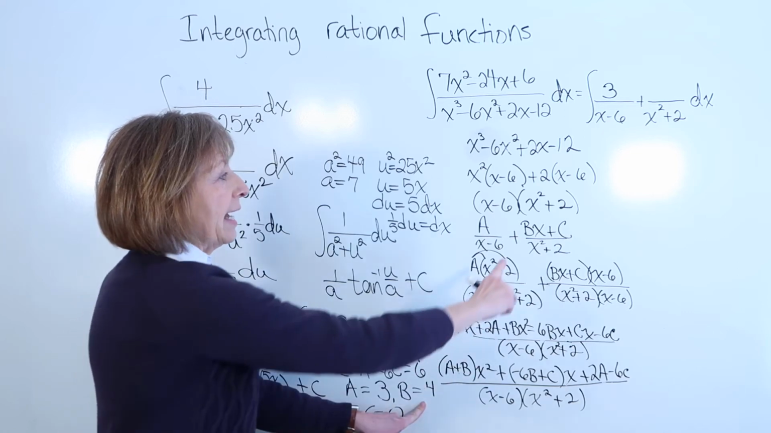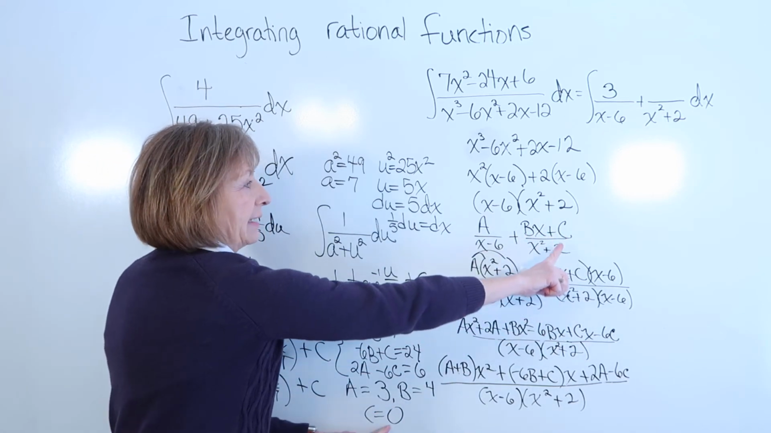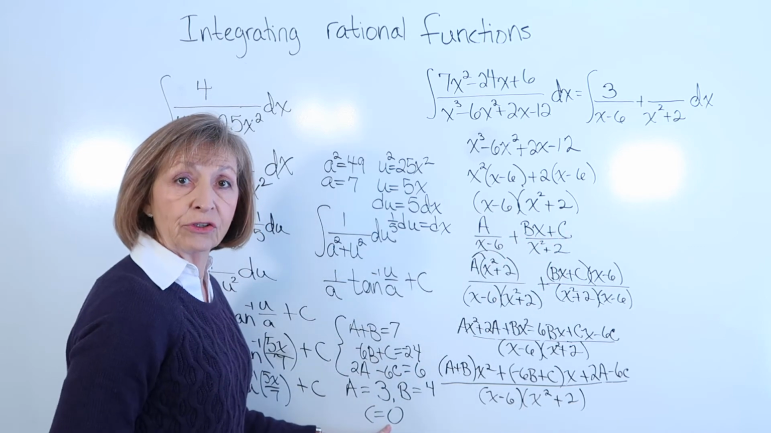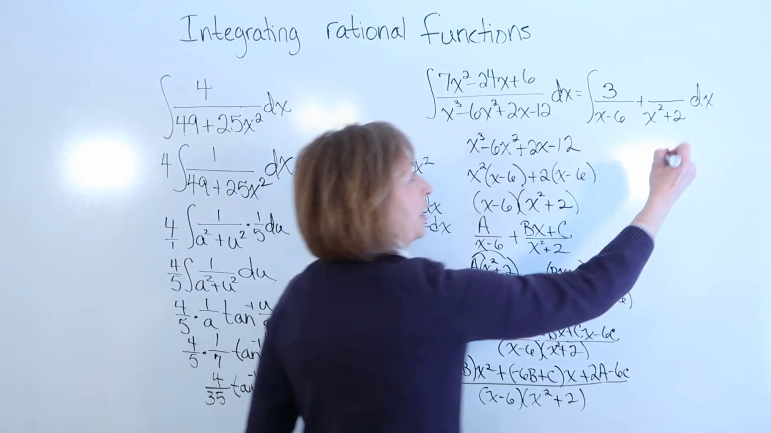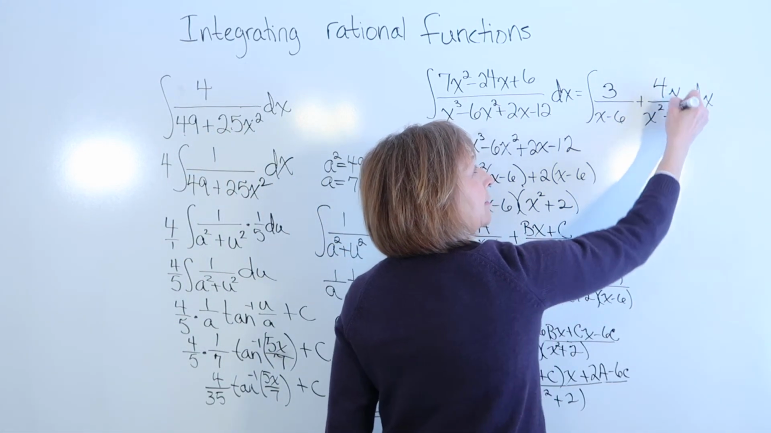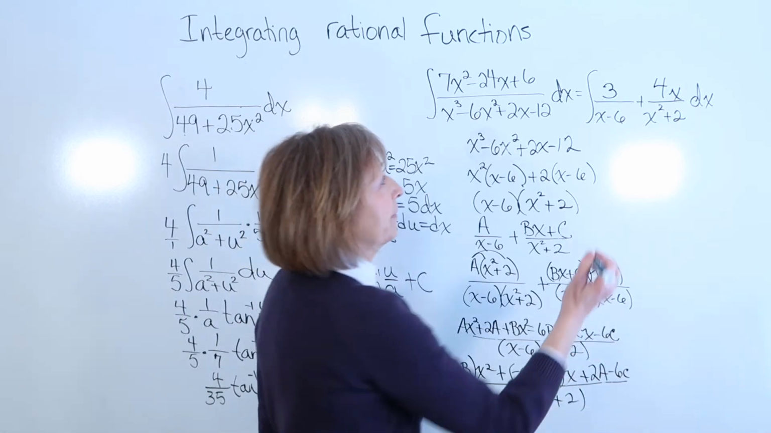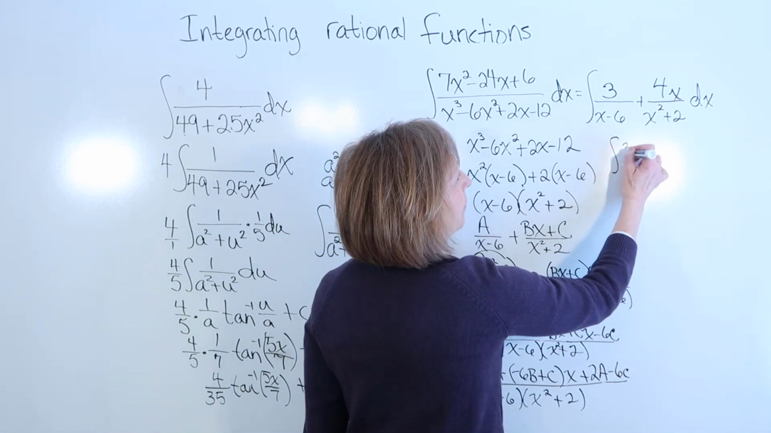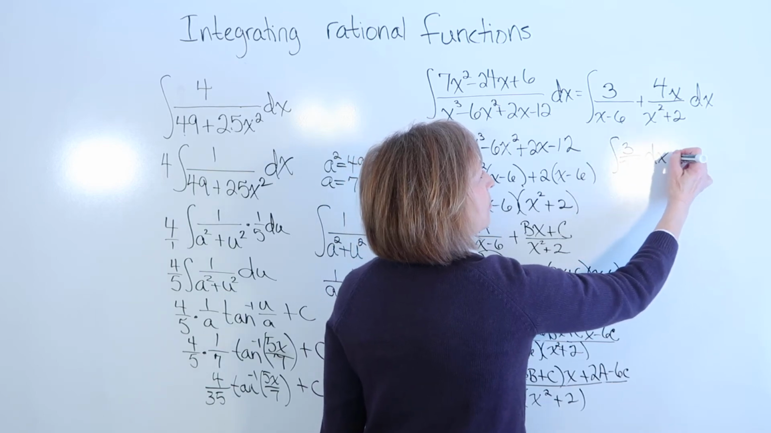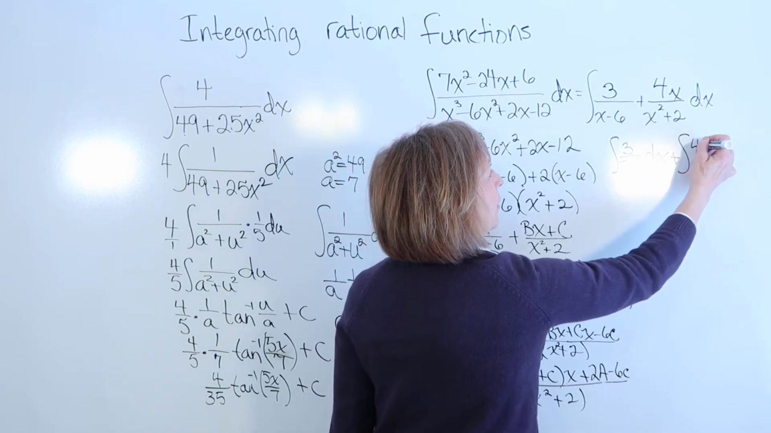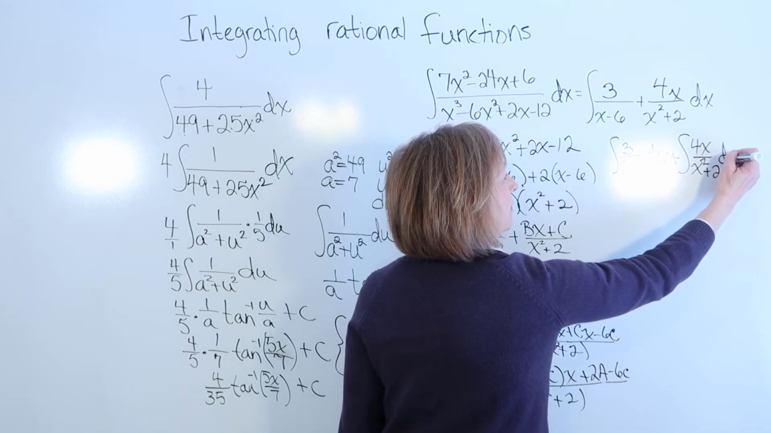B is what I had in front of the x in the bx plus c, and c is the constant term in that numerator. So this will be 4x plus 0, or just 4x. Now I can integrate these term by term. So I have the integral of 3 over x minus 6 dx plus the integral of 4x over x squared plus 2 dx.